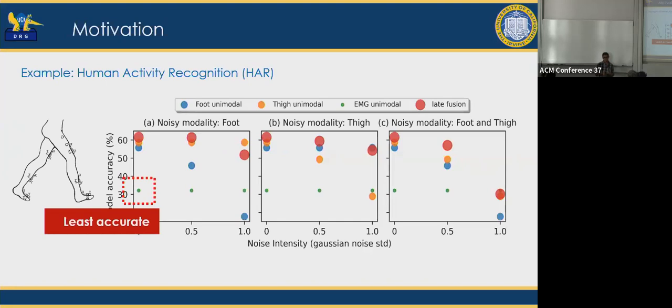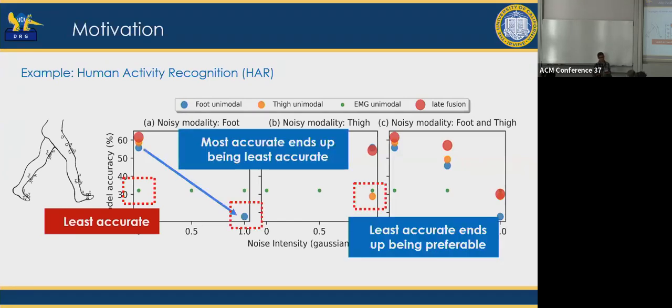But we injected noise selectively in the most accurate modalities just to demonstrate the consequent effect. What we see is that what was once determined as the most accurate modality, with noise, ends up being the least accurate at inference time. And incidentally, the least accurate EMG modality now happens to be, all of a sudden, the most preferable or more accurate given the runtime dynamic conditions.